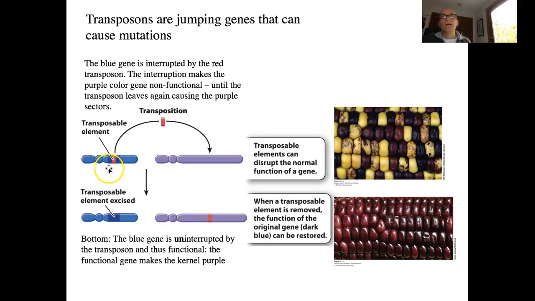So when the transposon leaves, the transposable element is now excised, the gene is now functional, and you can see these sectors arising. In this case, you have a set of them that are completely okay, and some of them where in some parts of the tissue cells underwent the leaving of the transposon and therefore the return of the purple color.